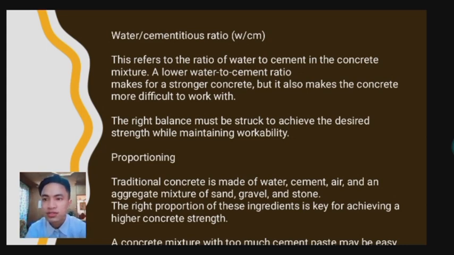And also the proportioning. Ang proportioning natin dito is traditional concrete is made of water, cement, air, and an aggregate mixture of sand, gravel, and stone. The right proportion of these ingredients is key for achieving the higher concrete strength. So, sa proportioning natin is also kailangan natin mag-adjust in every ingredient of this mixture. Kasi, hindi naman pwede marami dito, marami doon, marami sand, marami gravel. So, kailangan din natin proportioning, adjusting para ma-achieve natin yung higher concrete strength.